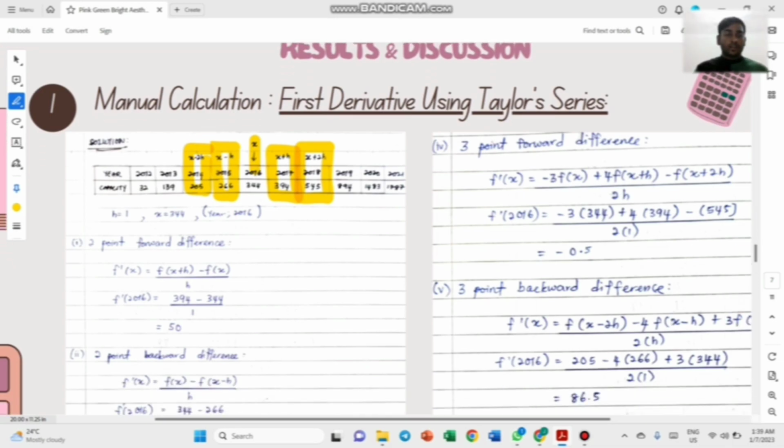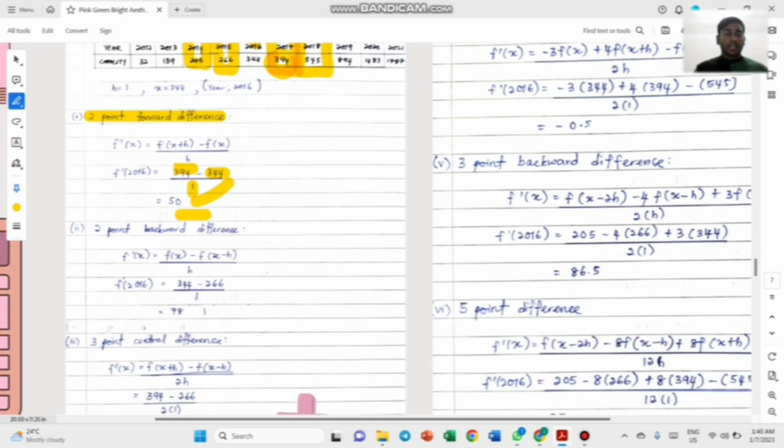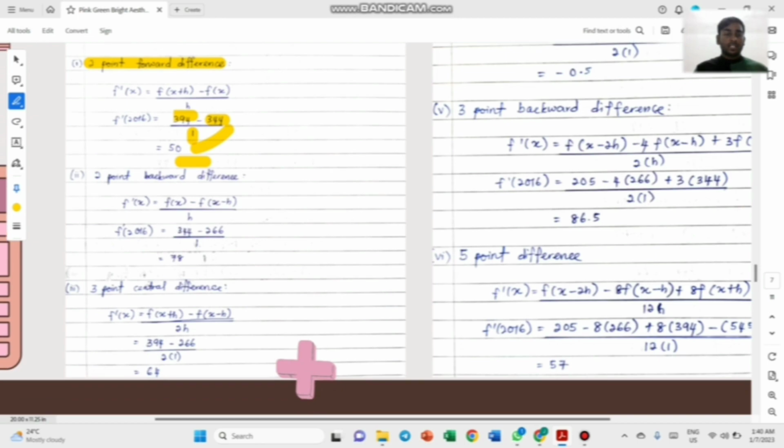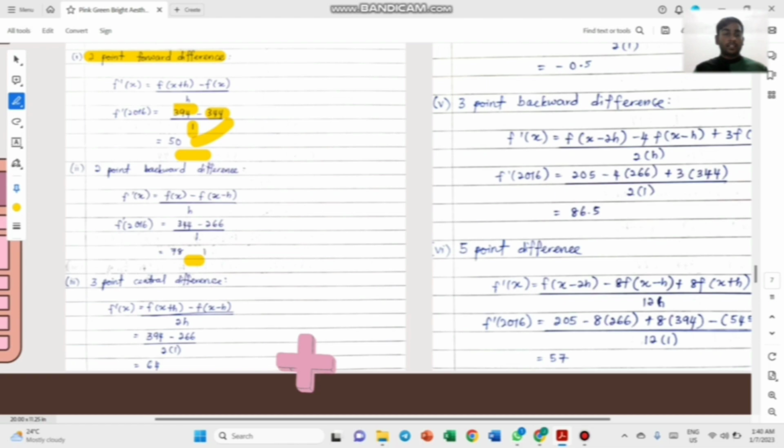So for the 2-point forward difference, we can see here the calculation, which is f in bracket x plus h, which is this value 304. You can see 304, and then minus fx. So this is our x 304 and divide by the h, and the h value was 1, so we can get 50. For the second equation is 2-point backward difference. So same, we just plug in the value from the equation and we have made the calculation, which is 78.